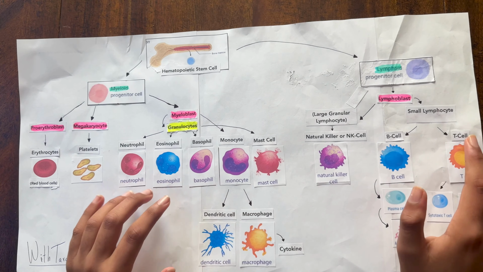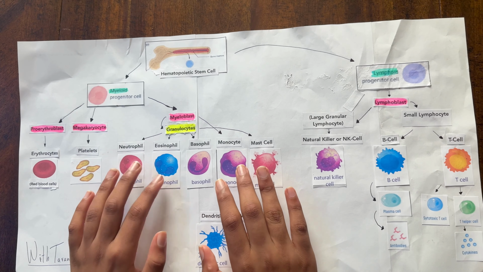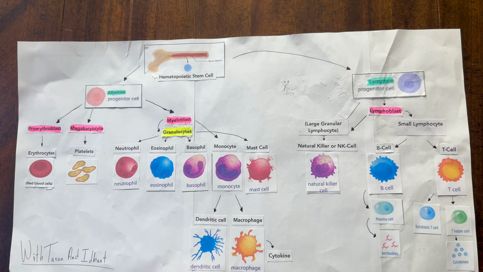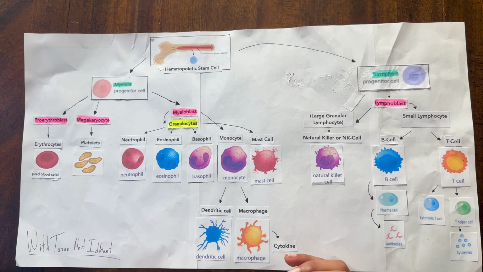Before I go into the lymphoid lineage, we have to talk about what these four different granulocytes are. The neutrophil is the most common one, and the neutrophil mainly helps in fighting the bacteria.